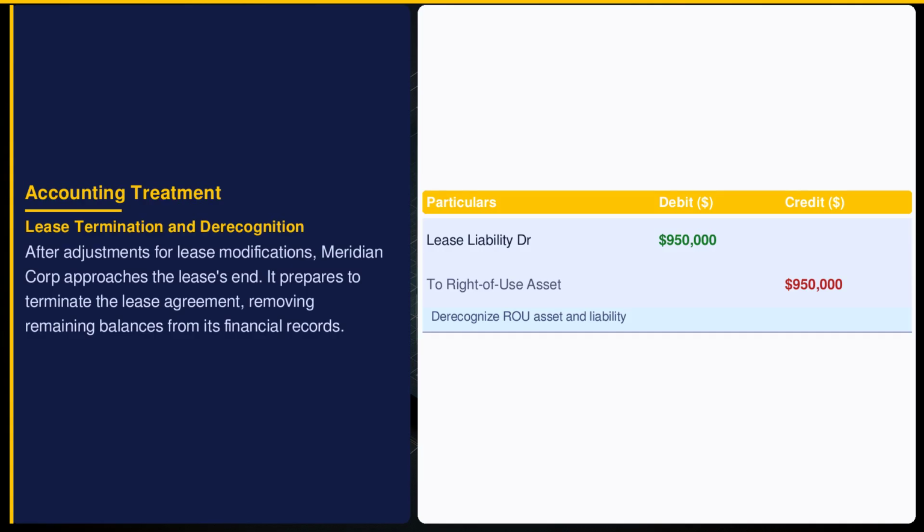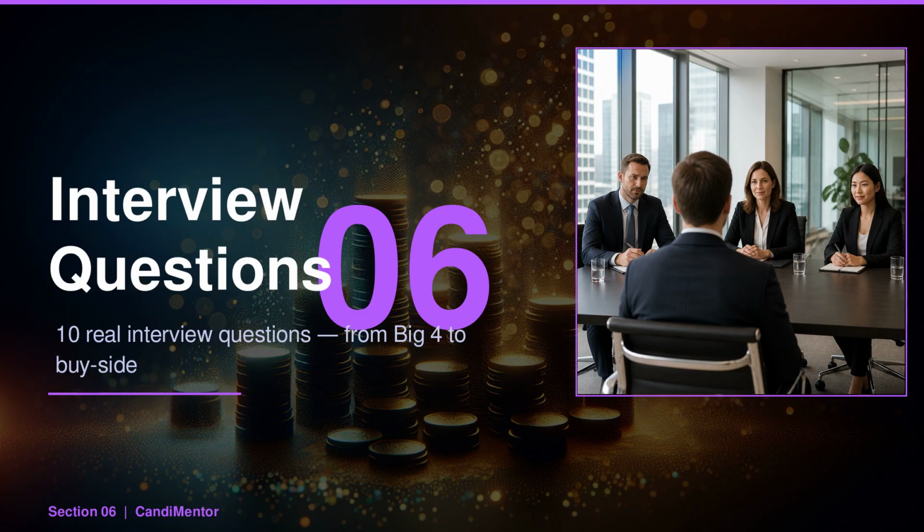Meridian Corporation eliminates the remaining right-of-use asset and lease liability of $950,000, concluding the lease, with its balance sheet reflecting these changes accurately. Every Big Four and investment bank interview on ASC 842 follows a pattern. Here are the 10 questions that come up again and again, with answers that will make your interviewer nod.